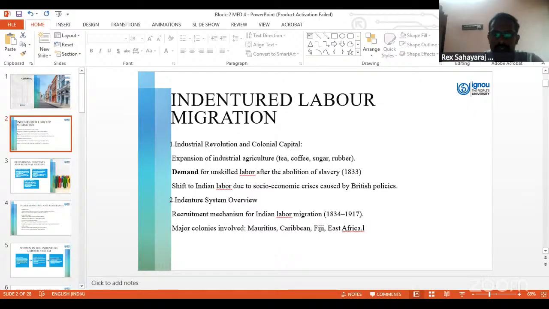So, when you say it is an Indian recruitment mechanism, we should understand how this Indian labor migration took place from 1834 to 1917 and how the recruitment mechanisms also played a role. And the major colonies involved, like Mauritius, Caribbean, Fiji, East Africa, we should understand how the British government used these countries. So this is the brief understanding that we are going to have.